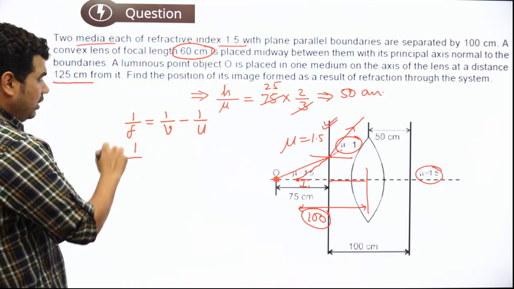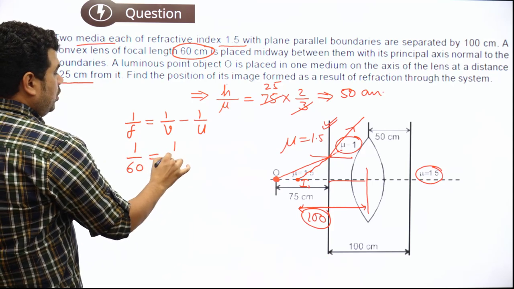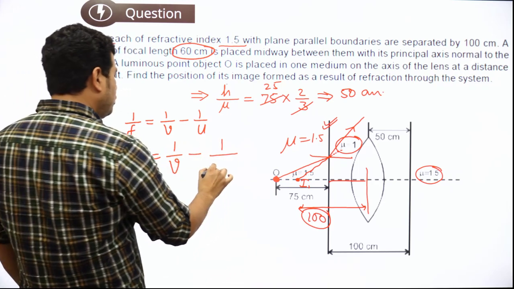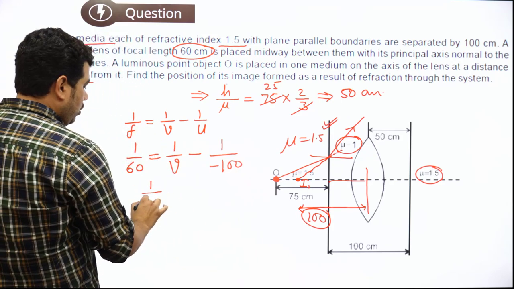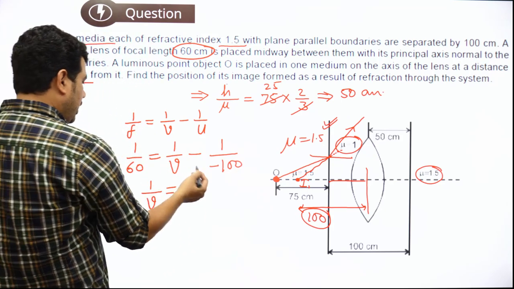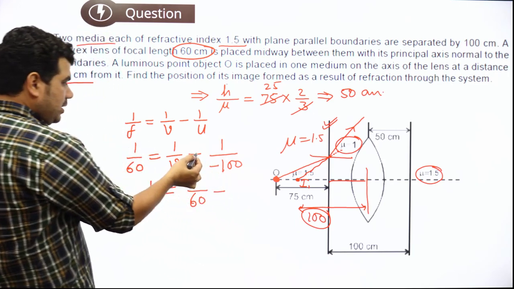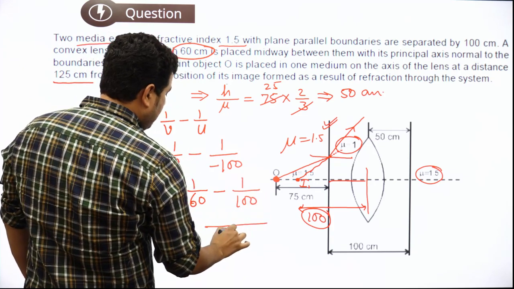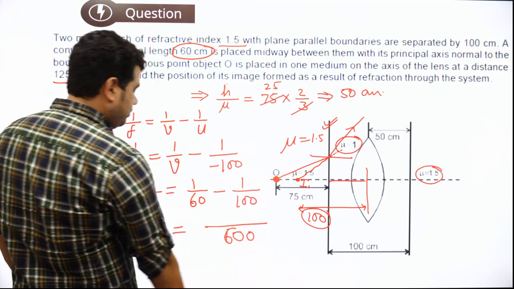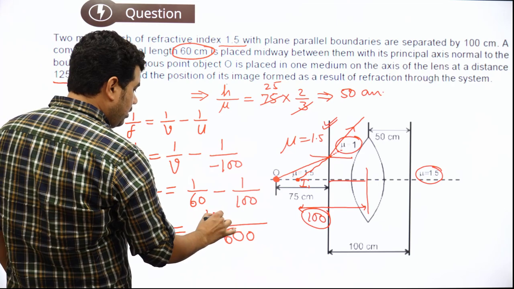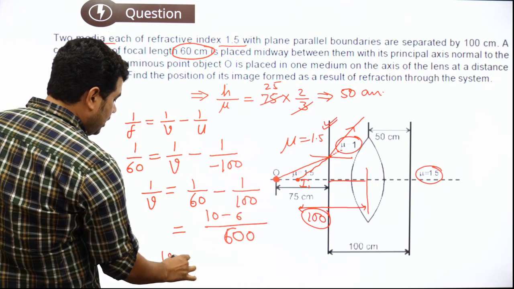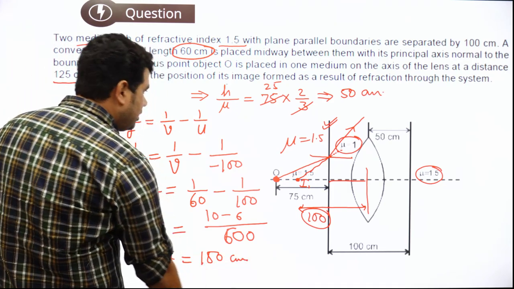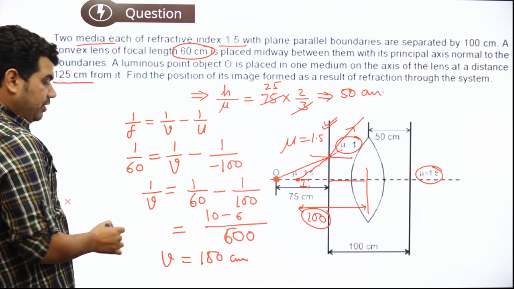No, see here, 1 upon f, it should be plus 60, is equal to 1 upon V, V that we have to find, minus 1 upon U, and U is minus 100. So when we solve it, 1 upon V is equal to 1 by 60 and, if we transfer it, it will be minus, so 1 by 100. Now you can say LCM is supposed to be 600. Okay, now 10 minus 6, so you will get V as 600 divided by 4, which is 150 centimeter. Got it? This is 150, V.